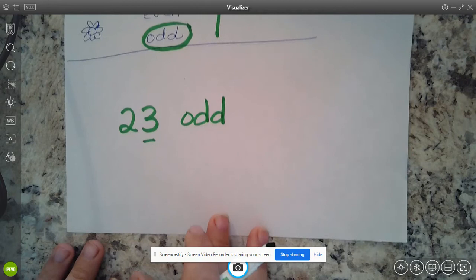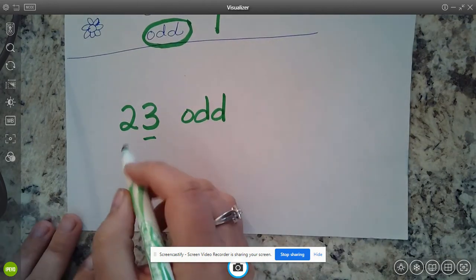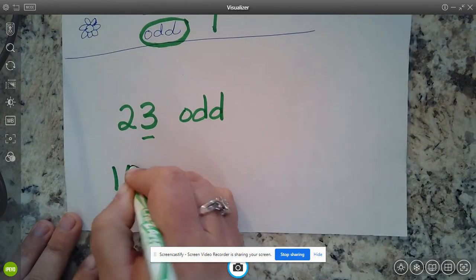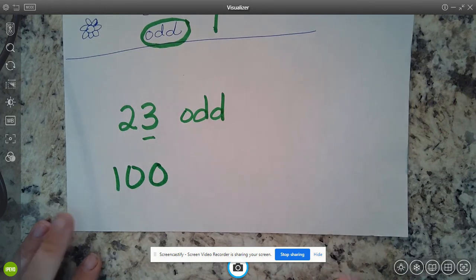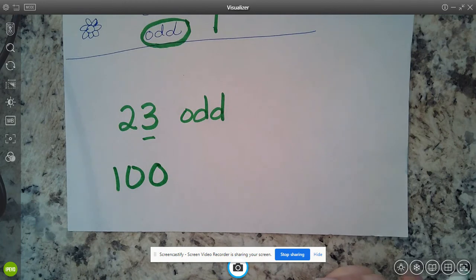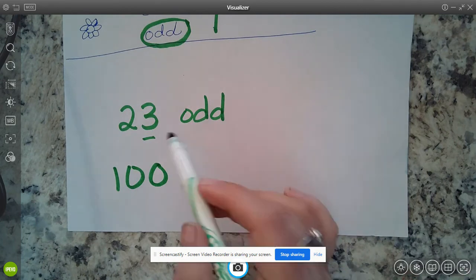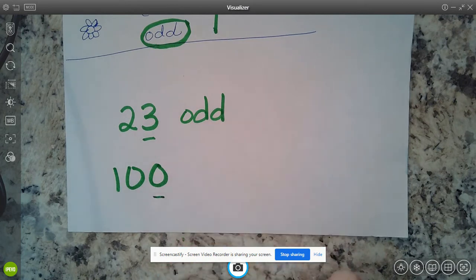So 2, 4, 6, 8, 10. These numbers are even. I didn't hear a 0, but we did have a 10. Remember, 10 ends in a 0. So any number that ends in a 0 is going to be an even number. So the number 100 is even. You can divide that into 2 equal groups. So it is an even number.